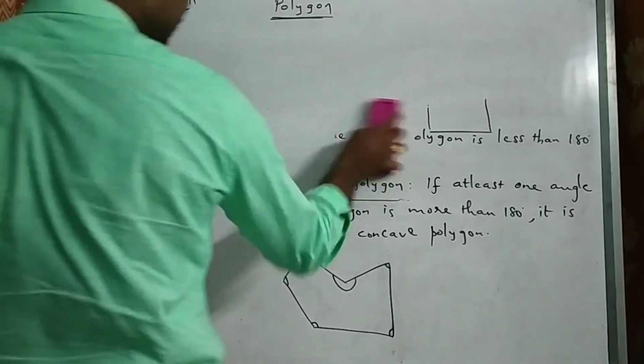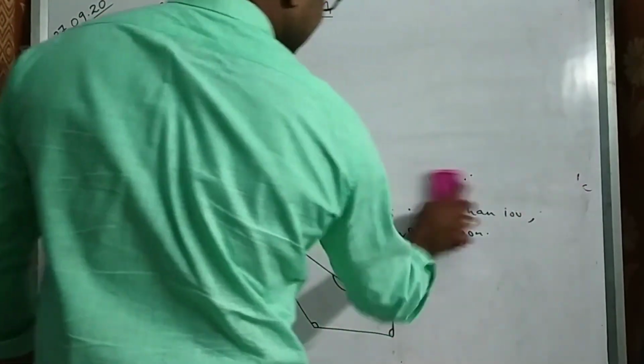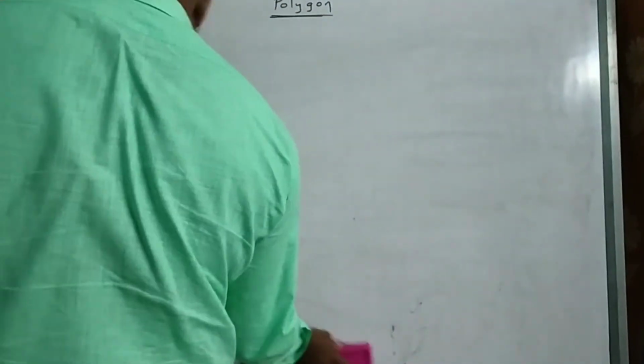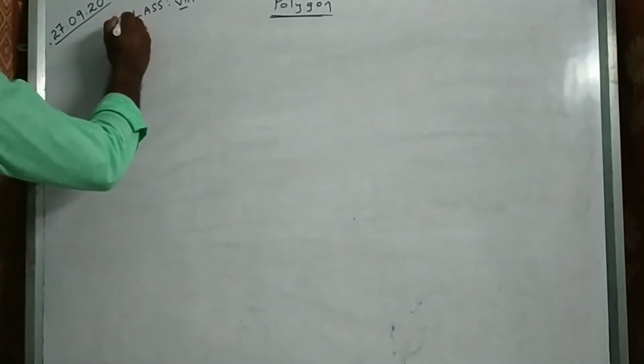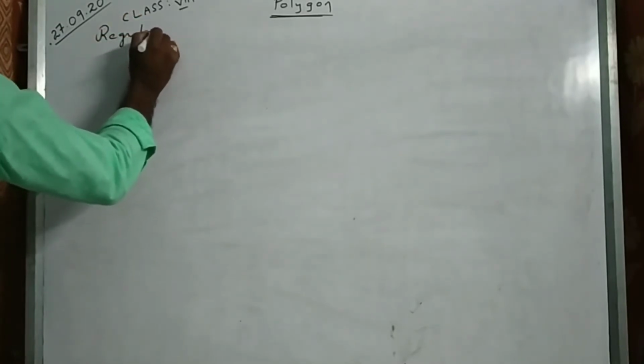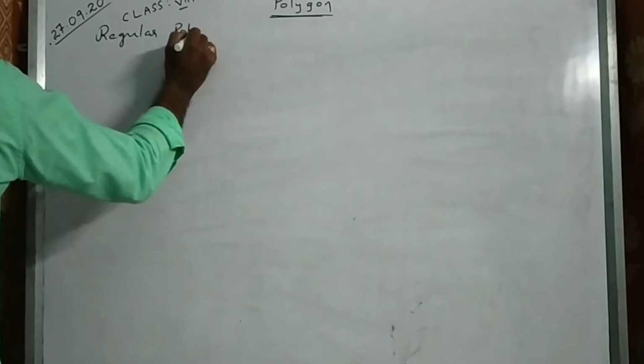Before that, regular polygon. What is a regular polygon? Let us see. Regular polygon means... This is an important one. Regular polygon.